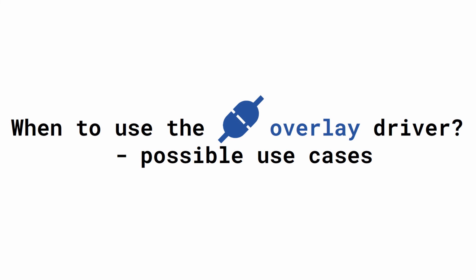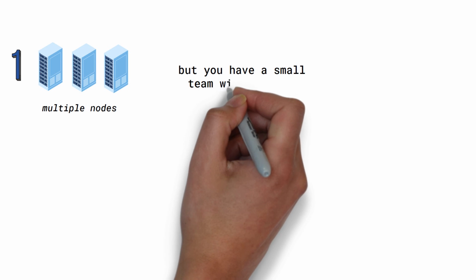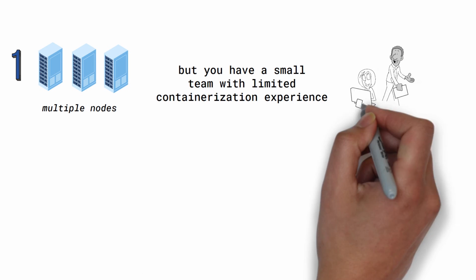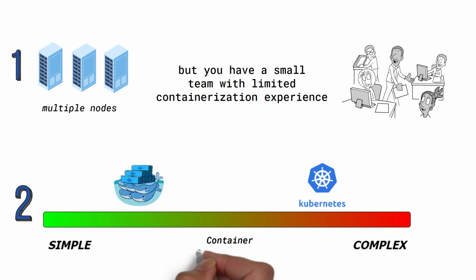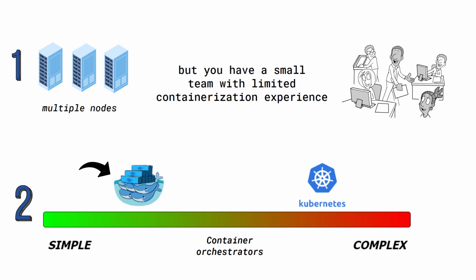So when should we use the overlay network driver? You should consider using the overlay network driver if you have multiple nodes to deploy your containerized workloads, but you have a small team with limited containerization experience. Or if you need a simple container orchestrator like Docker Swarm, but do not have the time or the resources to invest into more complex orchestrators like Kubernetes.